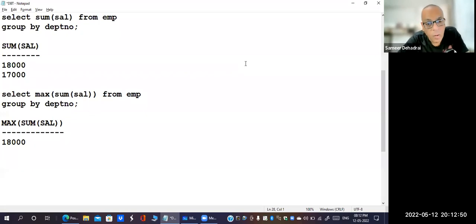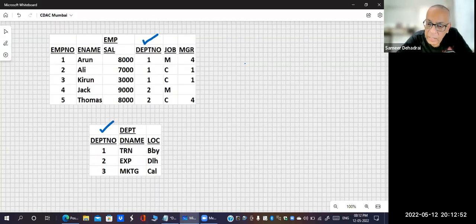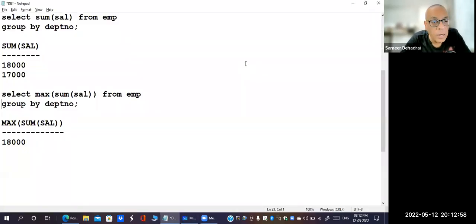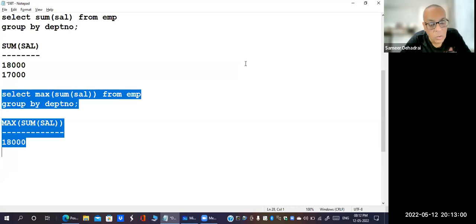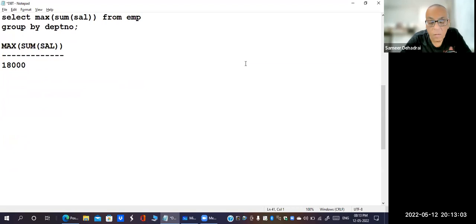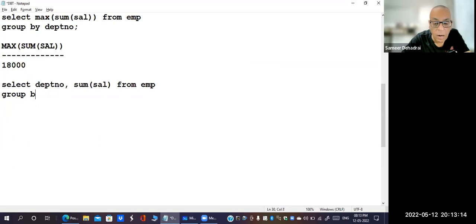But I want to find out which department is having this highest total. To find out which department is having this highest total, I can select department number, comma, sum of sal from EMP. I will say group by department number, which will give me the sum of sal department wise. Over here, I will say having sum sal equal to.